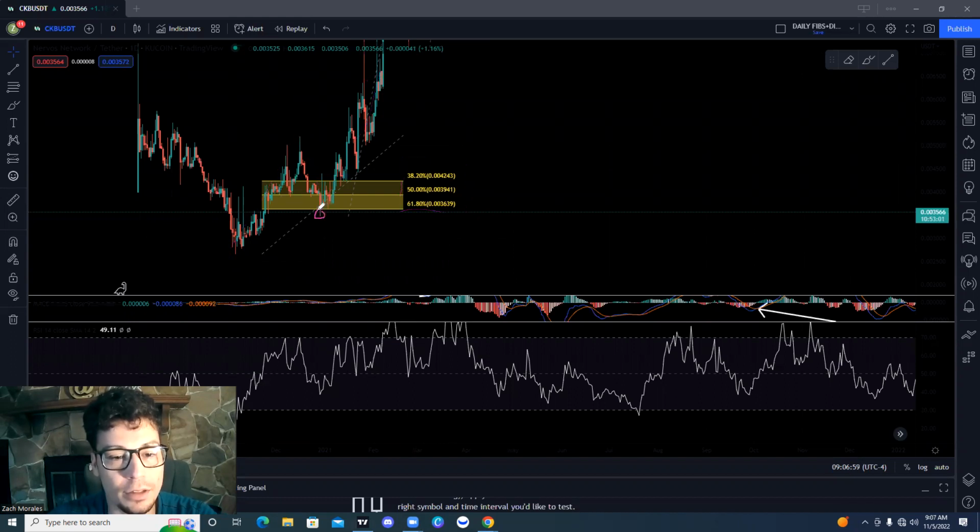This wick right here, there's lots of wicks in cryptocurrency. Price action is very, very volatile. So it's very important to pay attention to the bodies of the candles. And you can see that the bodies of the candles are holding the 61.8% level on the fibs. That's also known as the golden ratio. So it's a really, really important level for making or breaking a current trend.